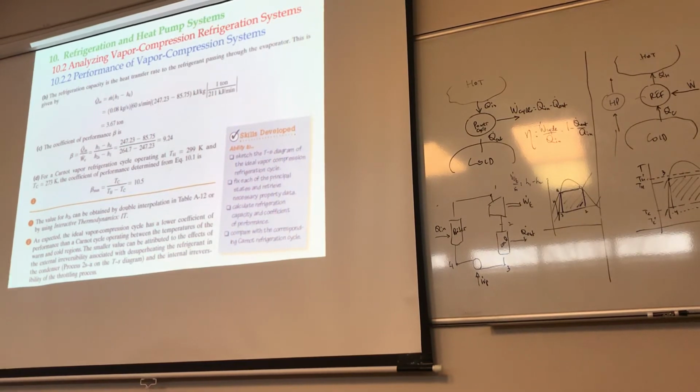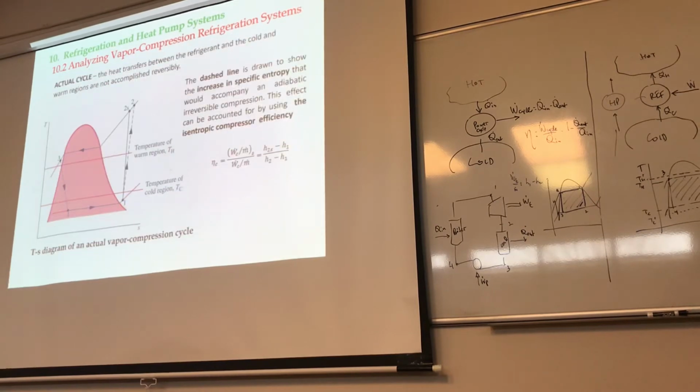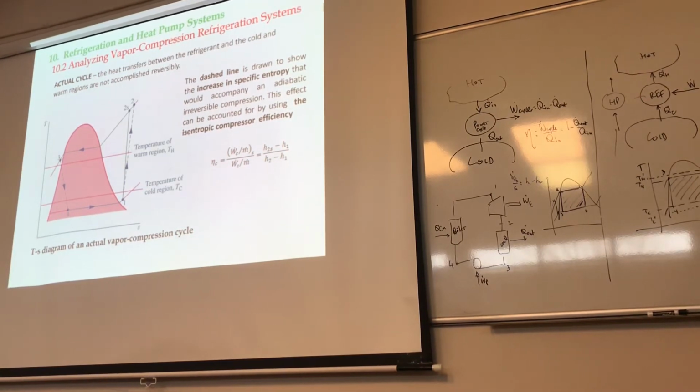Okay, moving on now, and I'm just going to mention this in passing. For actual cycles, obviously, the heat transfers between the refrigerant and the cold and warm regions are not reversible. If they are not reversible, that means they are not isentropic, and if they are not isentropic, there will always be some entropy production. That means H2 technically is slightly higher than H2S.